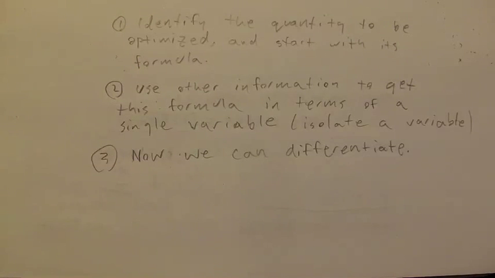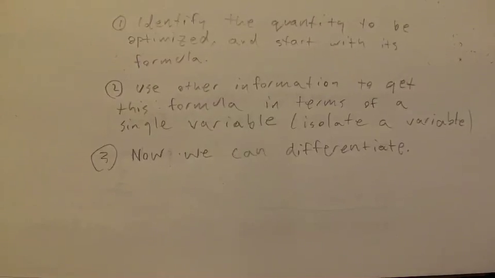And it's just, you identify what you're trying to optimize, then you try to get it in terms of a single variable, and you're going to use the other formula to do that, right? The other given information. And then once you get it down to a single variable, then you can differentiate, set it equal to 0, solve. All right? So let's look at another example.